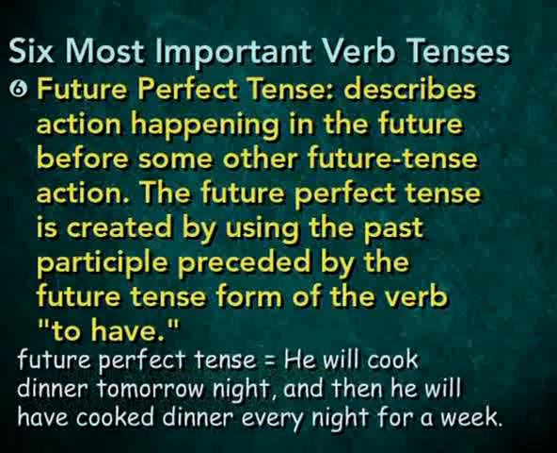Let's look at this example. He will cook dinner tomorrow night, and then he will have cooked dinner every night for a week. Notice what's happening in this sentence. Tomorrow, we're told, he will cook dinner, and when he does that, he will have cooked dinner every night for a week. The action of cooking tomorrow's dinner is taking place in the future tense. He will have cooked dinner every night for a week describes action taken prior to the cooking of tomorrow's dinner. So there's an example of how the future perfect tense is used. Of the 6 basic tenses in English, the future perfect tense is the one that's used least often.